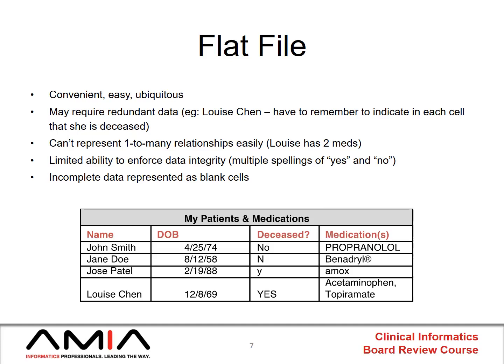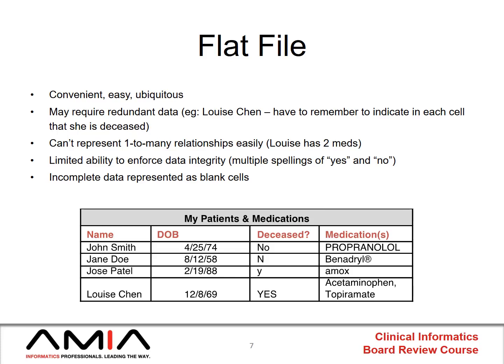So for example, let's say in our flat file here that we had 2 rows for Louise Chen. You'll notice that I've indicated that she's deceased. If she exists in more than one place in this spreadsheet, then you have to remember in both places to have the correct status for whether she's deceased or not, and in both places to make sure that she has the same date of birth, for example. Also, you can see how in this example I have 1 row for Louise, but I want to be able to indicate that she's on 2 medications, and I can't easily do that with a flat file. And so in my example here, I've sort of shoved 2 medications into 1 cell.